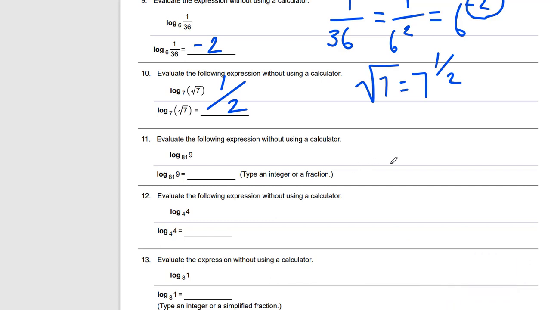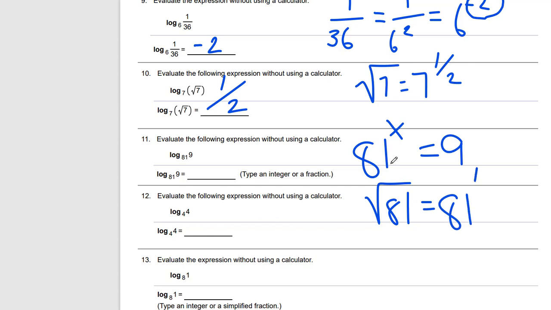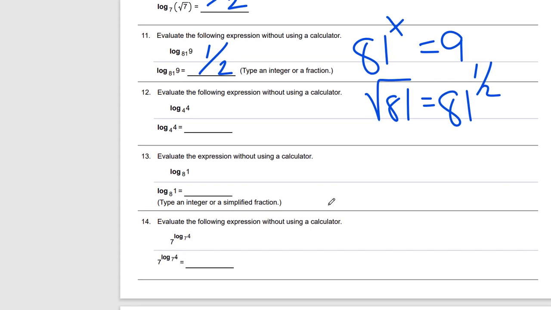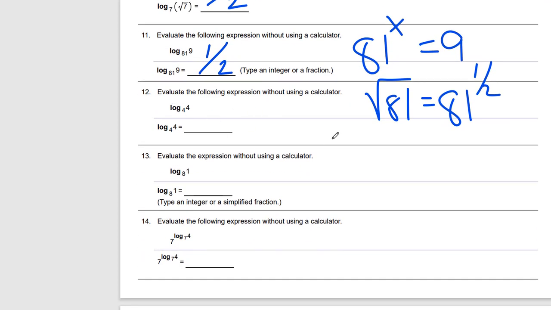Number 11, we have 81 to some power has to come out to 9, okay? Well, the square root of 81 is 9, so we have to say, what is the exponent for that? Well, that's 81 to the 1/2. So that is also 1/2. In number 12, what power do you raise 4 to get 4? Well, that has to be a 1 because 4 to the 1 is 4.